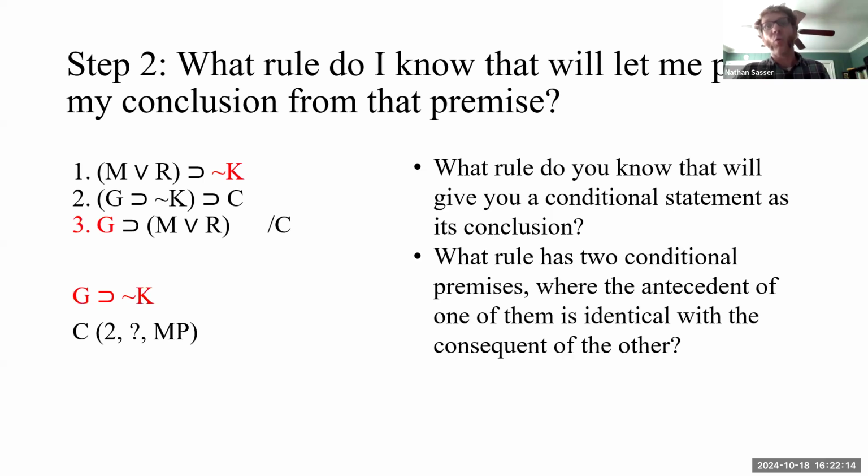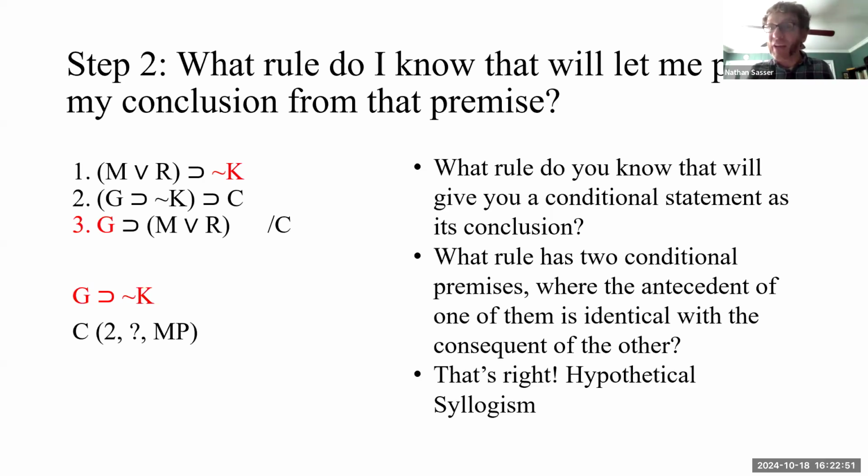Let me give you another clue. What rule do you know that has two conditional premises and where the antecedent of one of those premises is identical with the consequent of the other? Here's what I mean. What's the antecedent of premise one? It's everything in parentheses here, M or R. What's the consequent of premise three? Oh, it's everything in parentheses here, which, fancy that, it's M or R. So I'm all set up to apply which rule? That's right, friends. Hypothetical syllogism. Yes, that's going to do it for me.